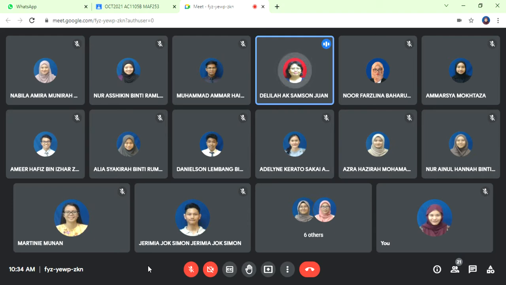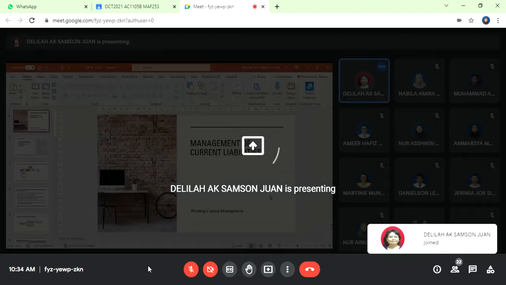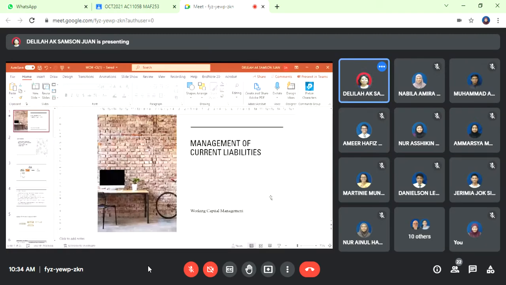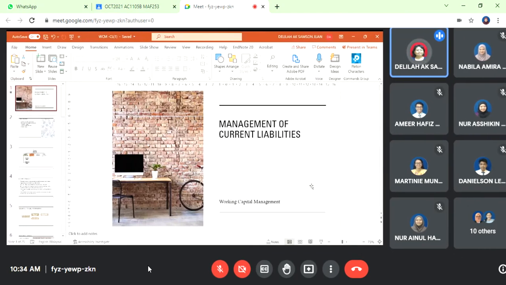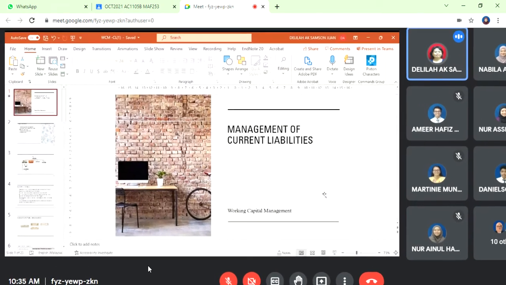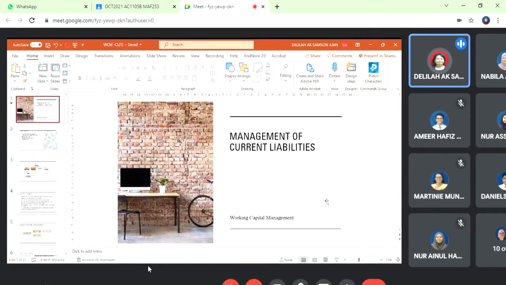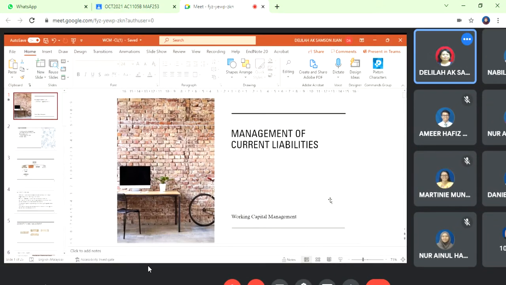So what we are looking at today is the management of liabilities. Okay? We started off with the management of working capital. So in that chapter, working capital is represented by the current assets minus the current liabilities. The figure you get is the working capital.